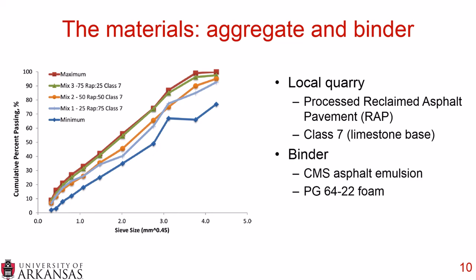The binder for asphalt emulsion, we used a cationic medium set asphalt emulsion. And then for the foam, we used a PG64-22 to foam the FDR. So we used 3 different aggregate gradations with varying levels of RAP and class 7 limestone base. And we used 2 different stabilizing techniques. We used asphalt emulsion and we used foam.